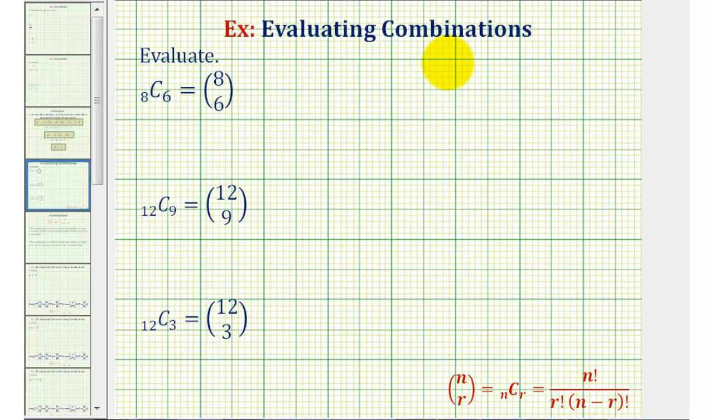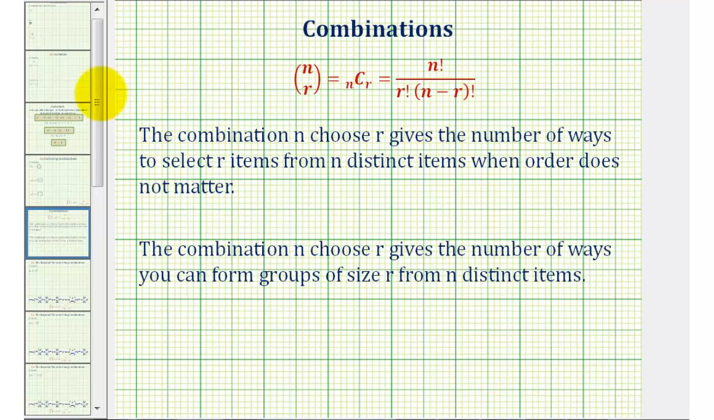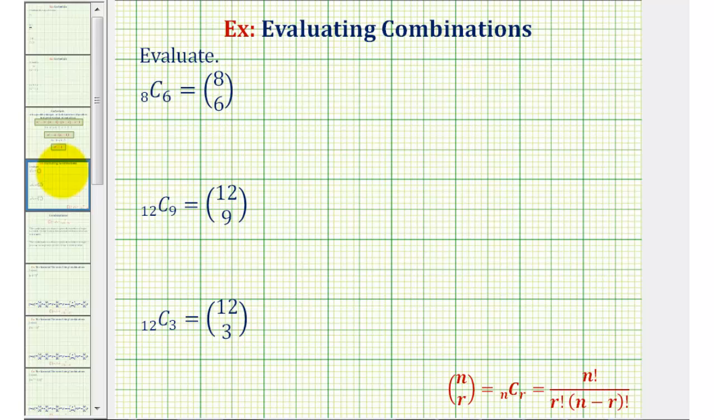So while we are only asked to evaluate these, I do want to mention that combinations do occur in the binomial theorem as well as in combinatorics and probability. So to put some meaning behind these calculations, if we have n choose r, this will give the number of ways to select r items from n distinct items when order does not matter. Another way to think of this is n choose r gives a number of ways that you can form groups of size r from n distinct items. So for example, for 8 choose 6, this value will give us a number of ways that we can form groups of 6 people from 8 people.